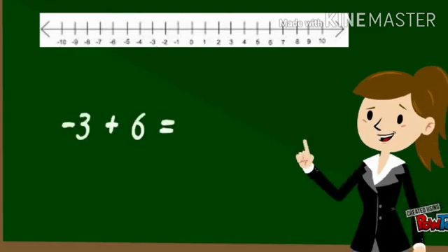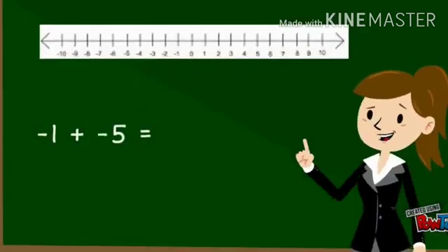The first one is negative 3 plus 6. So look for the negative 3. Here it is. Since I'm adding a positive number, you move to the right. 1, 2, 3, 4, 5, 6. So we stop at 3, so the answer is 3.